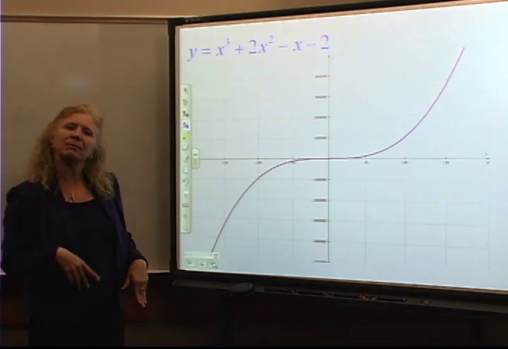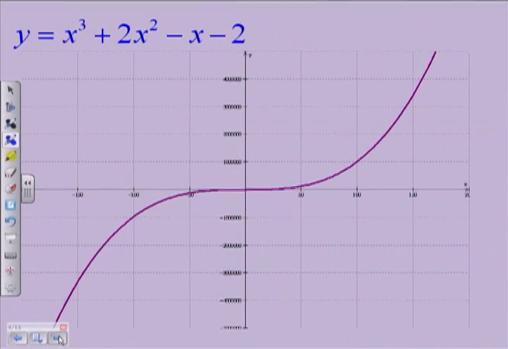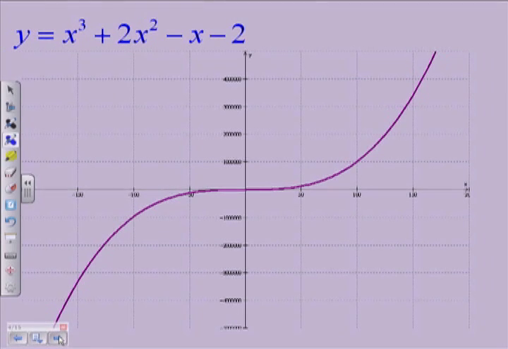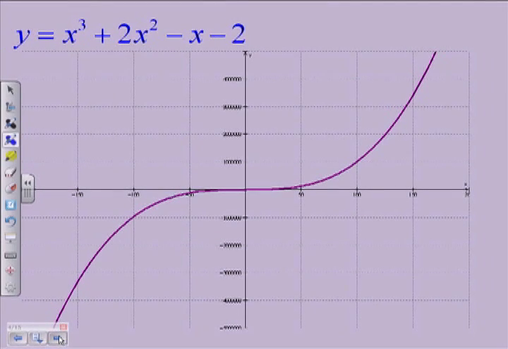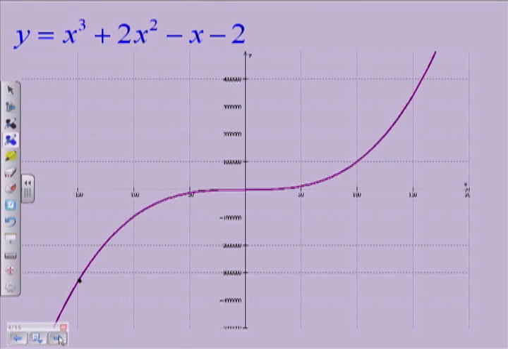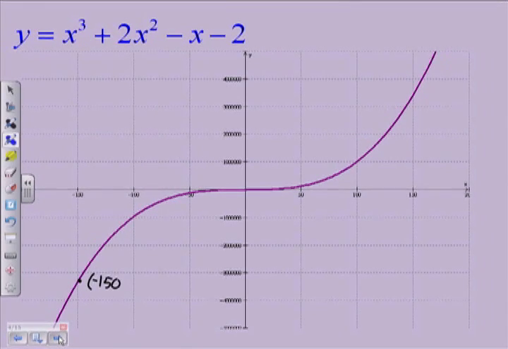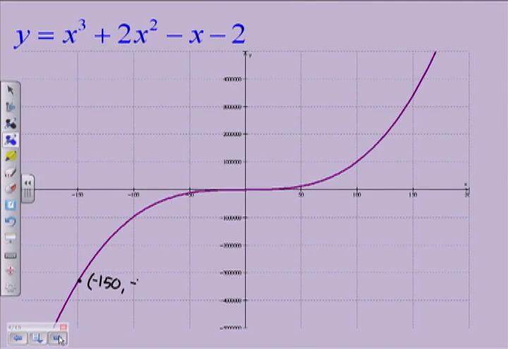So you might want to put some of these values in your table, and yes, these are incremented by millions, okay? So at -150, we're at about -3,300,000, something like that. And so you're going to want to plot something close to that on your graph just so that you can have an idea. -150, comma, -3,300,000.